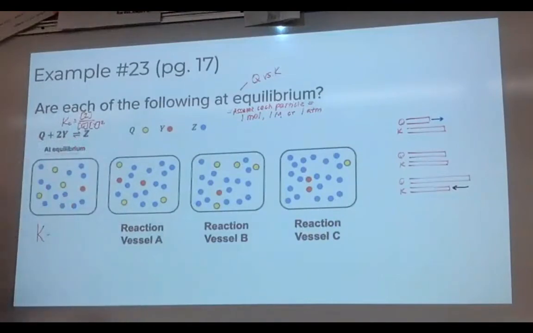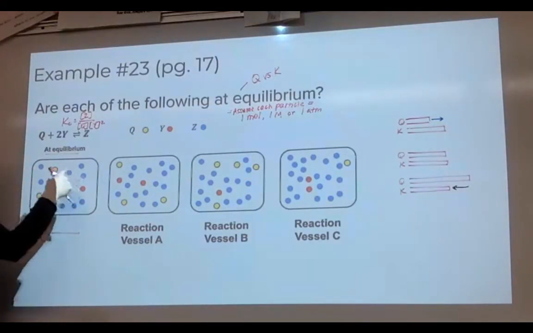And then the biggest thing with particle diagrams is just counting. Count your number of particles. So when I want to solve for K, and the reason that I'm solving for the equilibrium constant is because I know this particle diagram is at equilibrium, it tells me. So I need Z on the top. I'm going to count all of my Z particles. If you look at the screen, those are all of the blue particles. 1, 2, 3, 4, 5, 6, 7, 8, 9, 10, 11, 12.